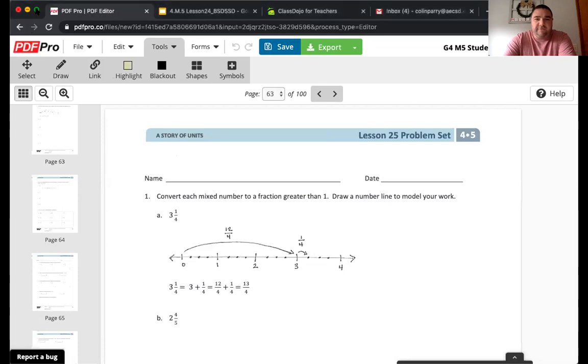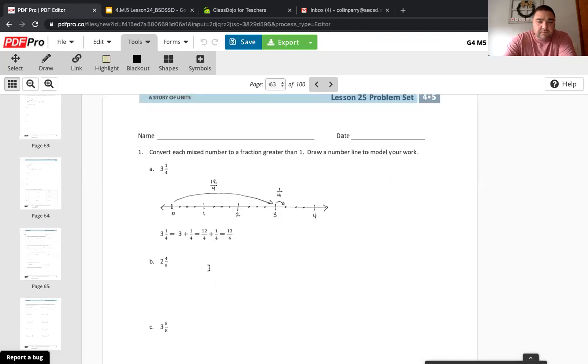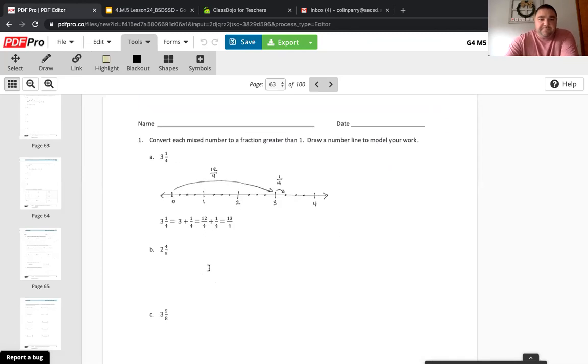Now, I have good news for everybody. Today's lesson is short and quick. We're actually going to jump right into the problem set. Little heads up as to what this lesson is going to be. So yesterday, we took improper fractions and we turned them into mixed numbers. Today, we're just going to do the opposite. We're going to take those mixed numbers and turn them into improper fractions. So let's get right to it.